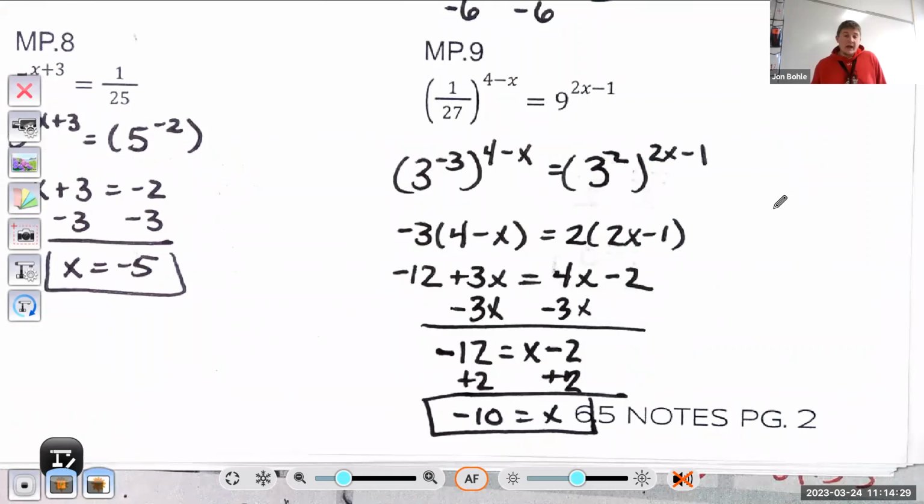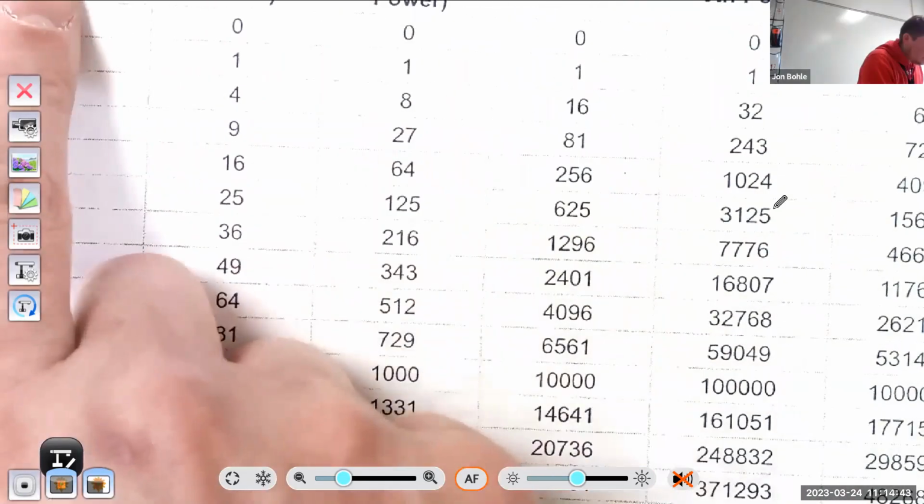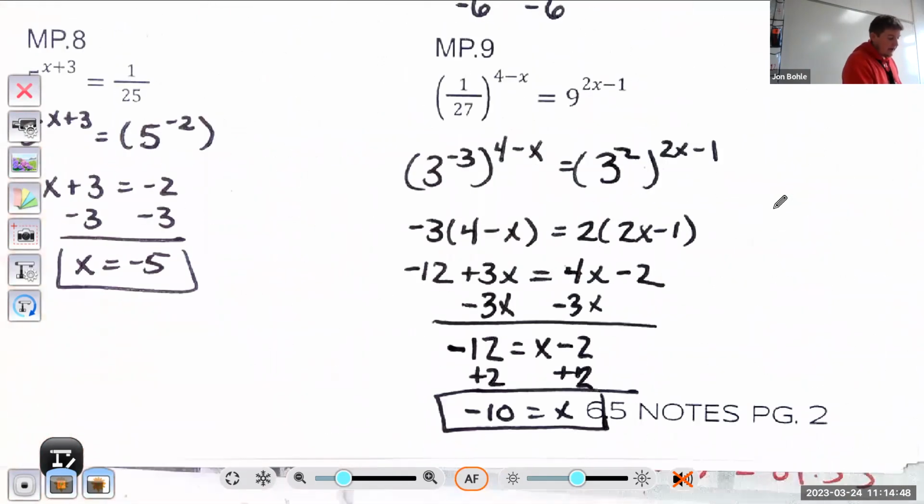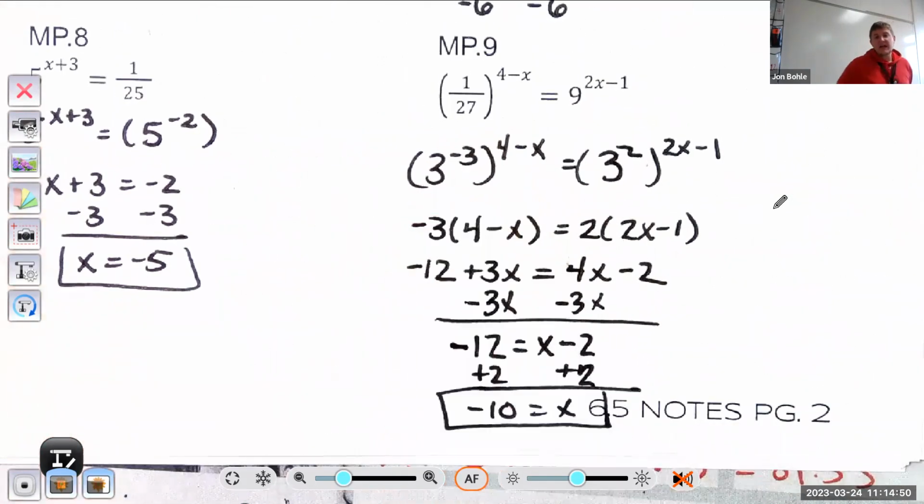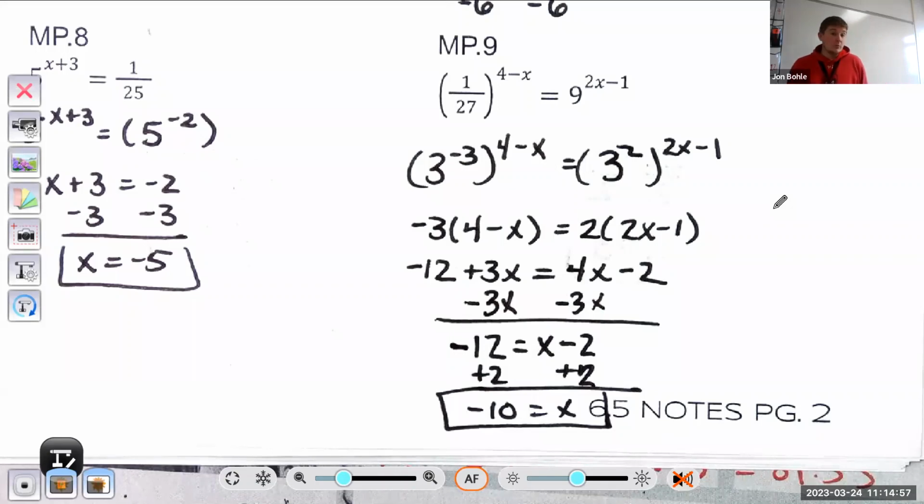Okay, 9. Now on 9, this one's a little bit more difficult because I might not know what base to use. I have a base of 1 over 27 and 9. Those aren't the same. So I'm going to look for the row that has 9 and 27 in it. Okay, that's a root of 3. So I can rewrite 1 over 27 as 3 to the negative third power, because 3 to the third power is 27. So 3 to the negative third power is 1 over 27. And then 3 to the second power is 9.